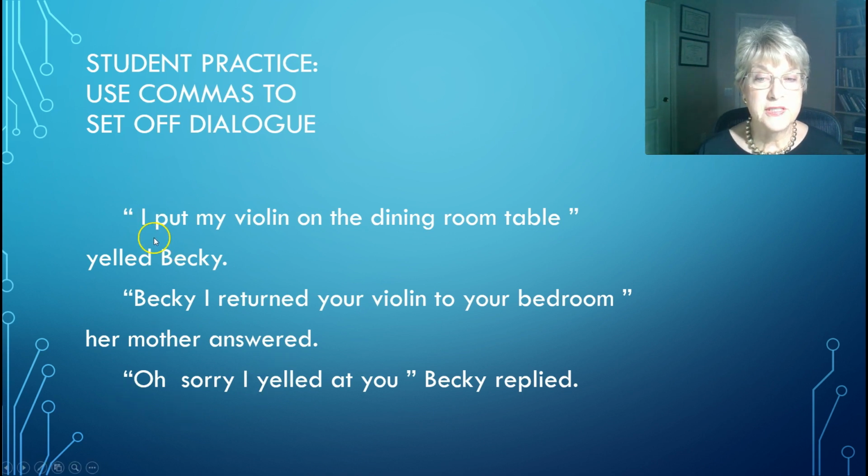All right, let's look at that first line of dialogue. "I put my violin on the dining room table." If you think that a comma goes here, that is correct, tucked inside that quotation mark. And then we begin a new paragraph because someone new is speaking. "Becky," comma, because that is a direct address. We put a little comma after Becky's name. "Becky, I returned your violin to your bedroom," comma, inside the quotation mark, her mother answered. "Oh," comma. "Sorry I yelled at you," comma, Becky replied. Okay, so I think you're getting this.